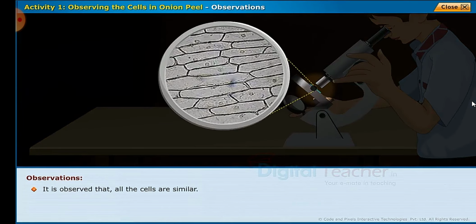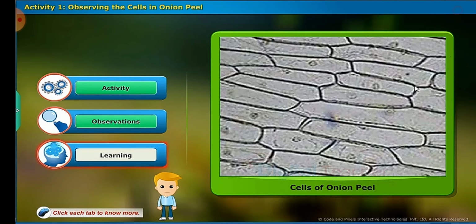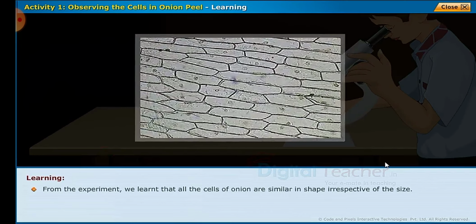It is observed that all the cells are similar. The cells are rectangular or linear in shape and all the cells are firmly bonded together. From the experiment, we learned that all the cells of onion are similar in shape irrespective of the size. The onion peel cells are the plant cells.